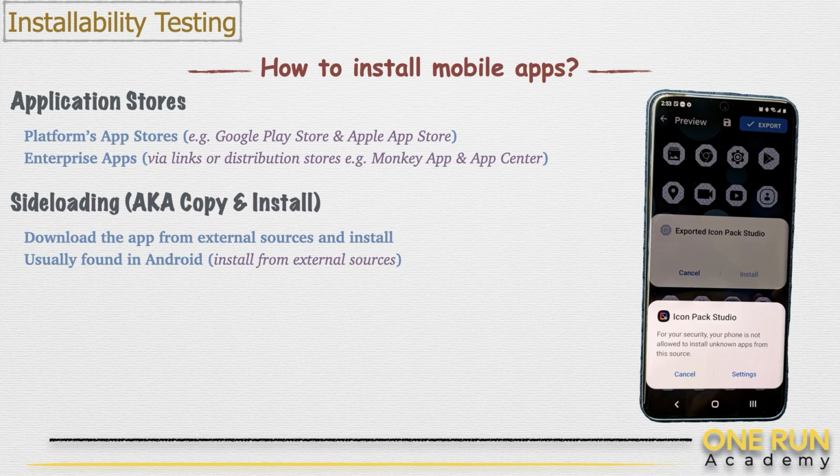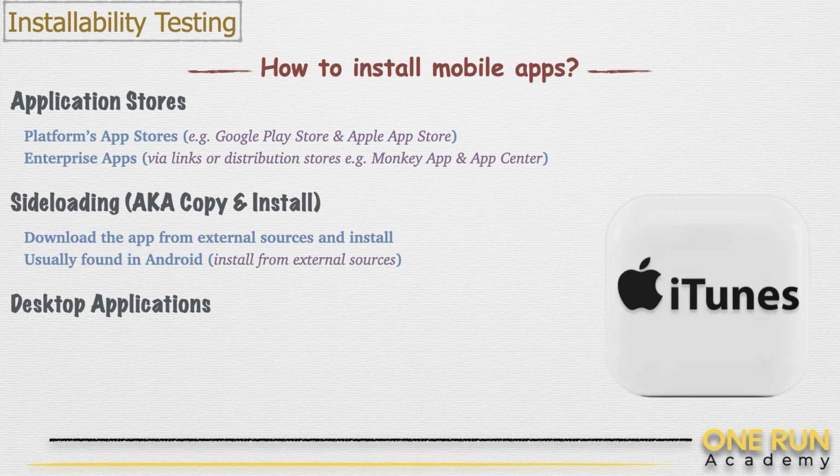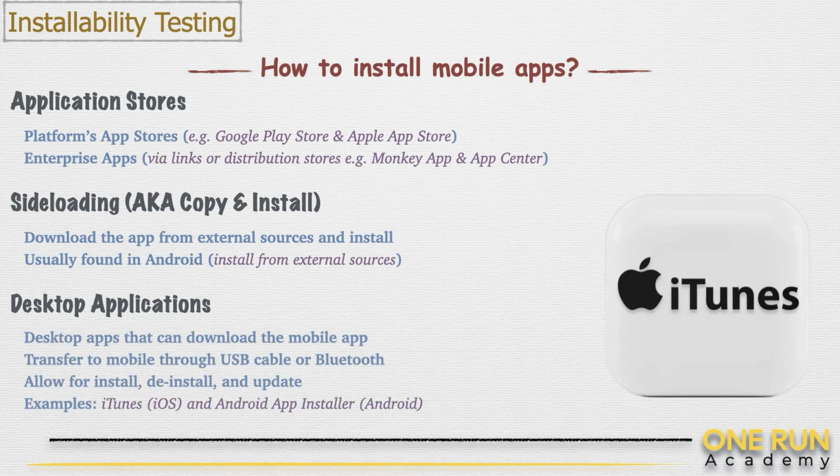Another way to install mobile applications is through desktop applications that connect to your mobile device. These applications can download mobile apps to your desktop, which can then be transferred to your mobile device via USB cable or nowadays via Bluetooth. This method can be used for managing apps installations, updates, and even uninstallations.